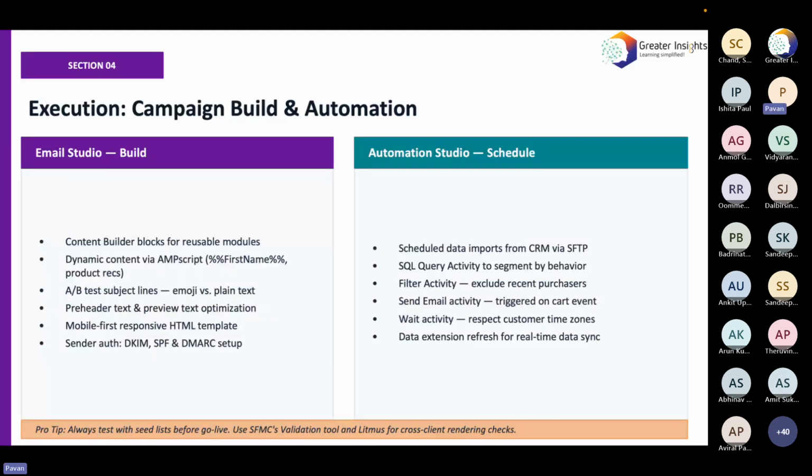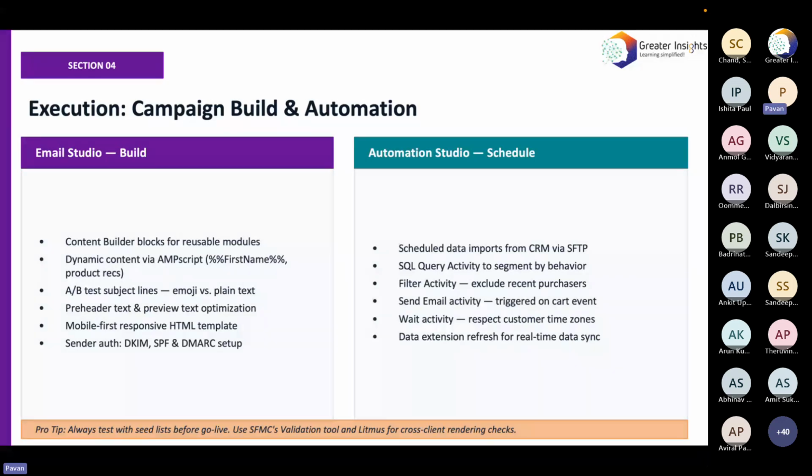So you want to test that. Always and always we should do A/B testing. A is an email subject line which has an emoji. B is a very plain text. Let's see what happens. And you should have, now there is a concept of pre-header. Pre-header is like a sister to a subject line, which gives you an idea of what the email is doing, right?